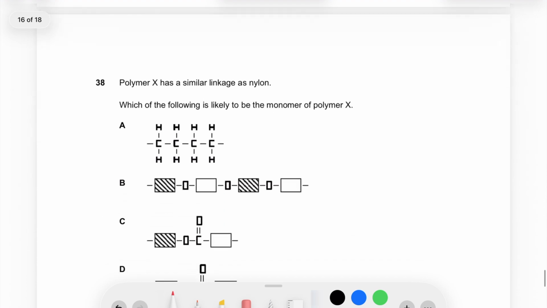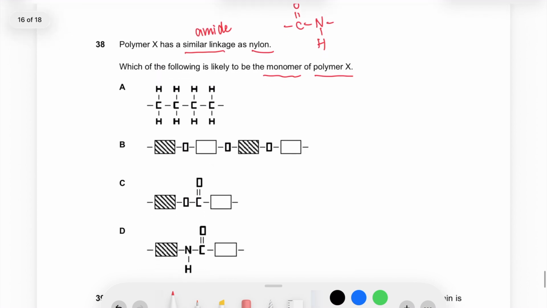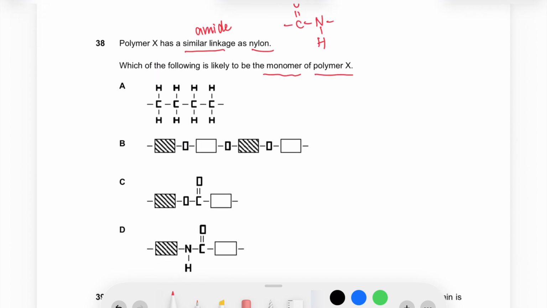38. Polymer X has a similar linkage as nylon, so it's the amide linkage. This will be C, O, N, and H. So this is your amide linkage. Which one is likely to be a monomer of polymer X? It must have the amide linkage, so the answer most likely will be B.